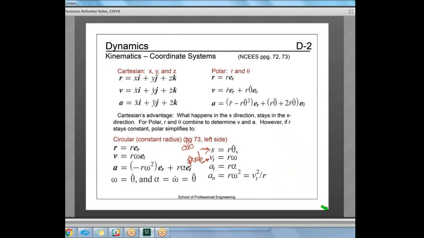I'm sorry, let me clean that up just a little bit. S is a measure of how far we've gone, and theta is a measure of how far we've gone. And the question then becomes, what kind of units are we going to see for these things? For S, typically meters. For velocity, meters per second. And for acceleration, meters per second squared.